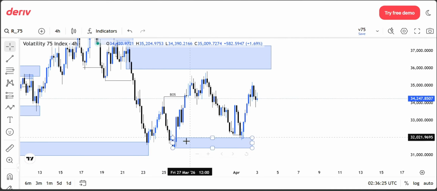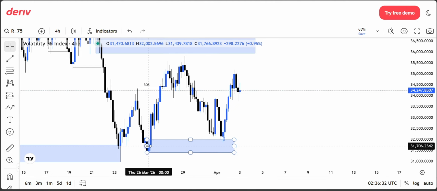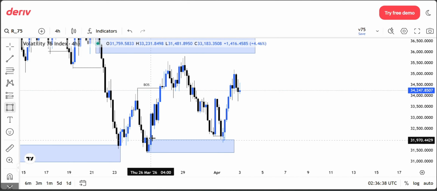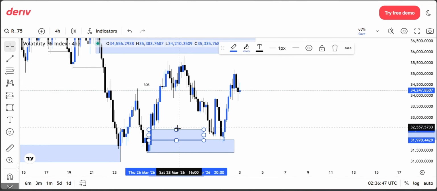Okay, so after a break of structure, we saw that there was an imbalance. So this is our order block, and then there's an imbalance here. So between this order block, this second candle and this third candle, we see that there is a void there. So we have this void there. Now whenever you see this void, it's called a fair value gap, or imbalance.